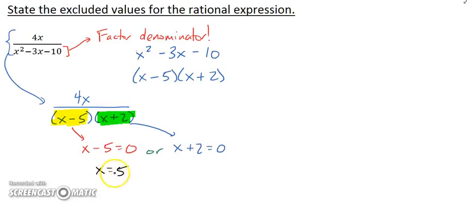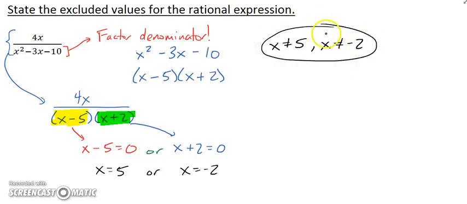And I can actually solve each of these equations pretty easily to find x values. This is x equals 5. And this would be, if I subtract 2 from each side, x is negative 2. So when it asks me to state the excluded values, I simply need to say, hey, x can't be these. So my answer is that x cannot be 5, and x cannot be negative 2. That's really where I need to come down on this, because I've shown that either of those values makes the denominator equal to 0.